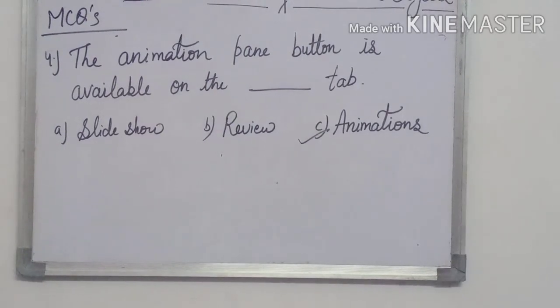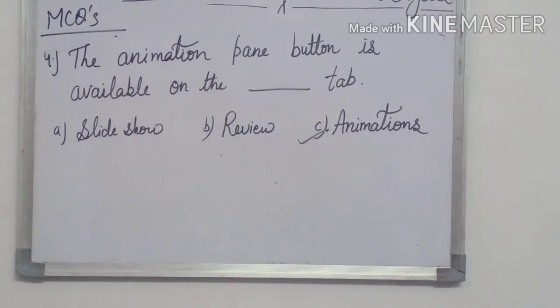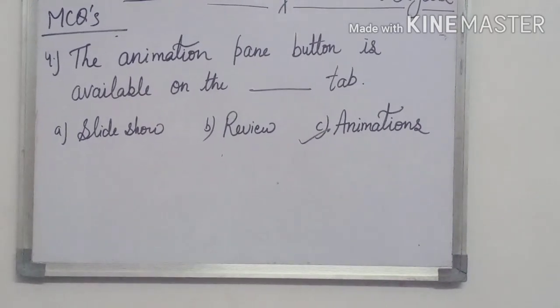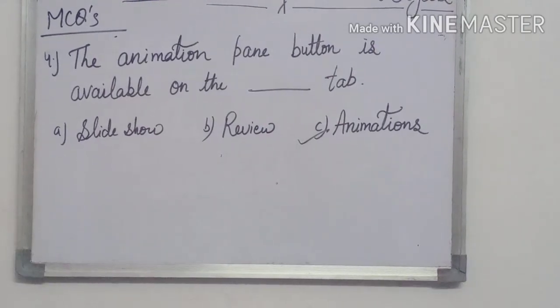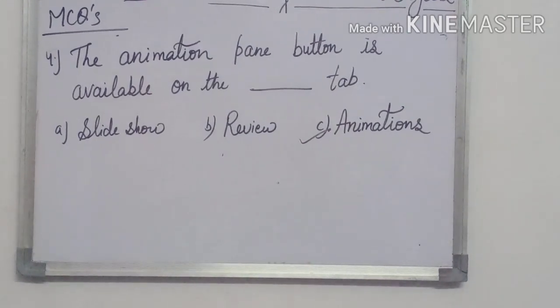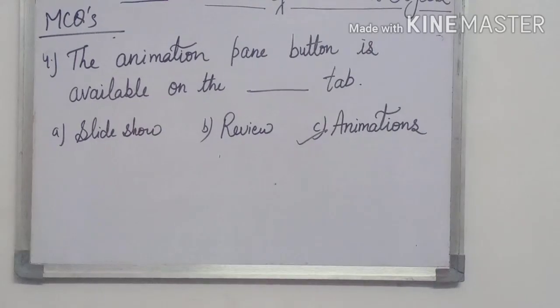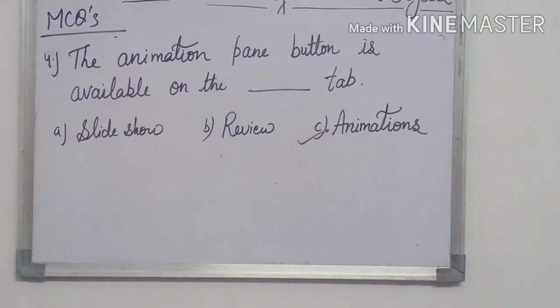And the fourth MCQ is the animation pane button is available on the dash tab. Where is the animation button available? That is on the animation tab. Whenever you click on the animation tab, it will show so many animations, and you can insert any animation to the text and objects in your slides. This was all about your MCQs.